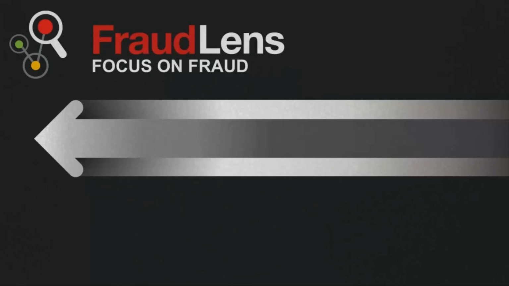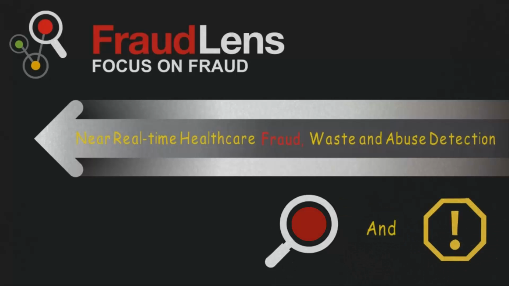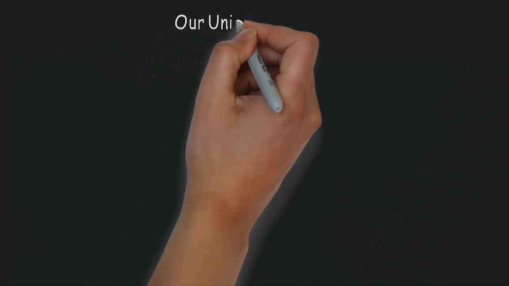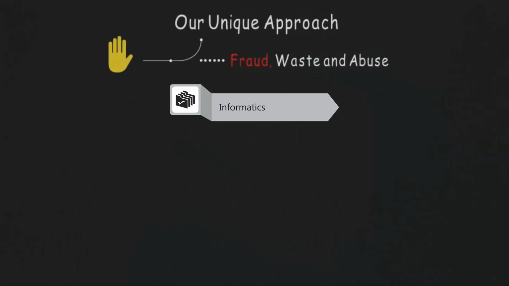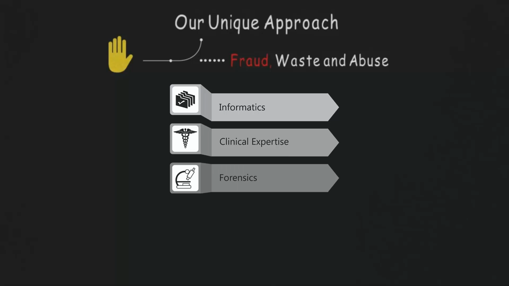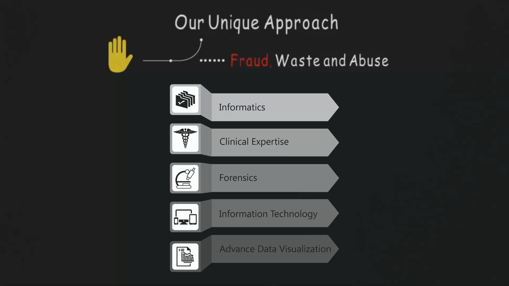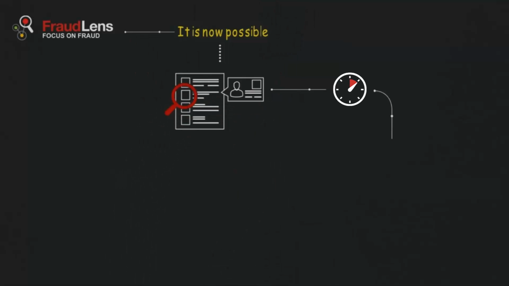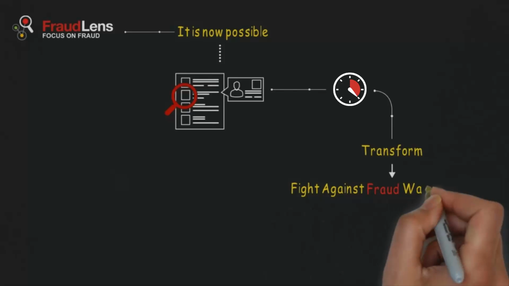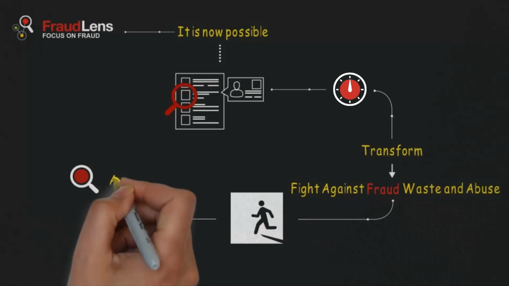FraudLens is the first near real-time healthcare fraud, waste and abuse detection and prevention software solution. Our unique approach for preventing fraud, waste and abuse combines informatics, clinical expertise, forensics, information technology, and advanced data visualization. With FraudLens, it is now possible to detect the fraud early enough to transform the fight against fraud, waste and abuse from a reactive pay and chase to a proactive detect and prevent.